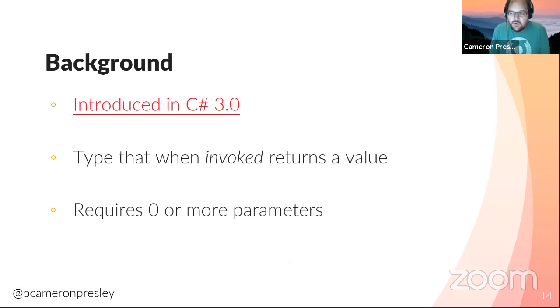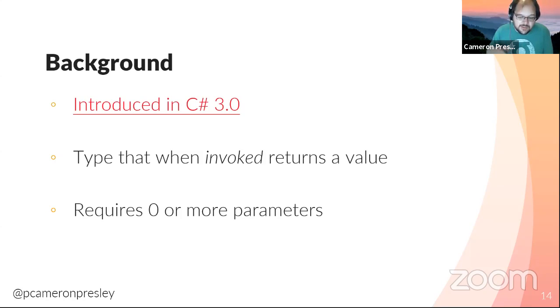All right, so a little bit of background on the Func data type. This was introduced back in C# 3.0. So for those of you keeping track at home, I believe that was 2007. So it's been around for a minute. What's interesting about the Func data type, though, is unlike strings and integers and booleans that are just values, a Func is a data type that when you invoke it, it actually gives you back a value. It actually gives you something from something. And that's kind of an interesting concept. And the Func data type requires 0 or more parameters to be passed in when you invoke it.